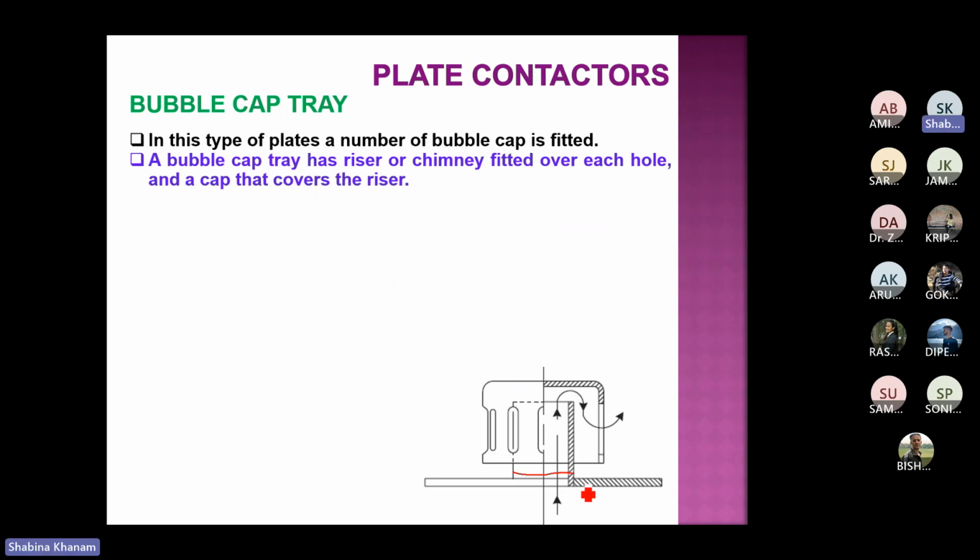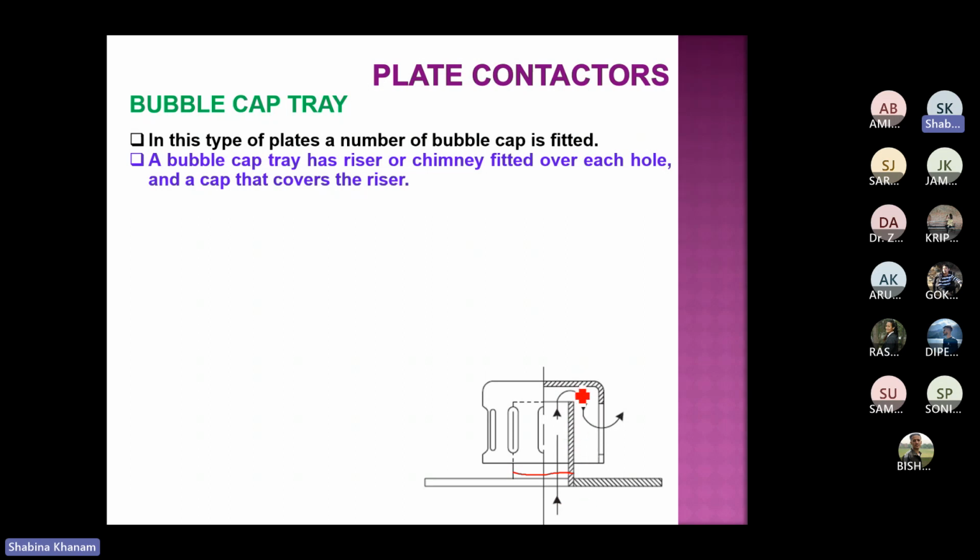Now the point is, let's say vapor is coming from the bottom. If vapor is coming from the bottom, it passes through this chimney or riser. Otherwise there is no other way for it to move. It has to move in this direction, so vapor is moving in an upward direction through this chimney.